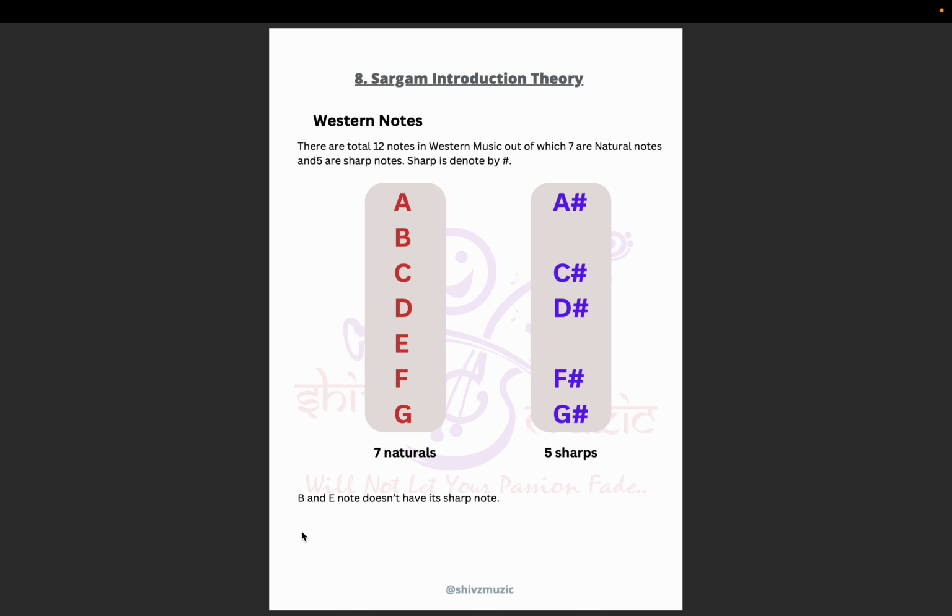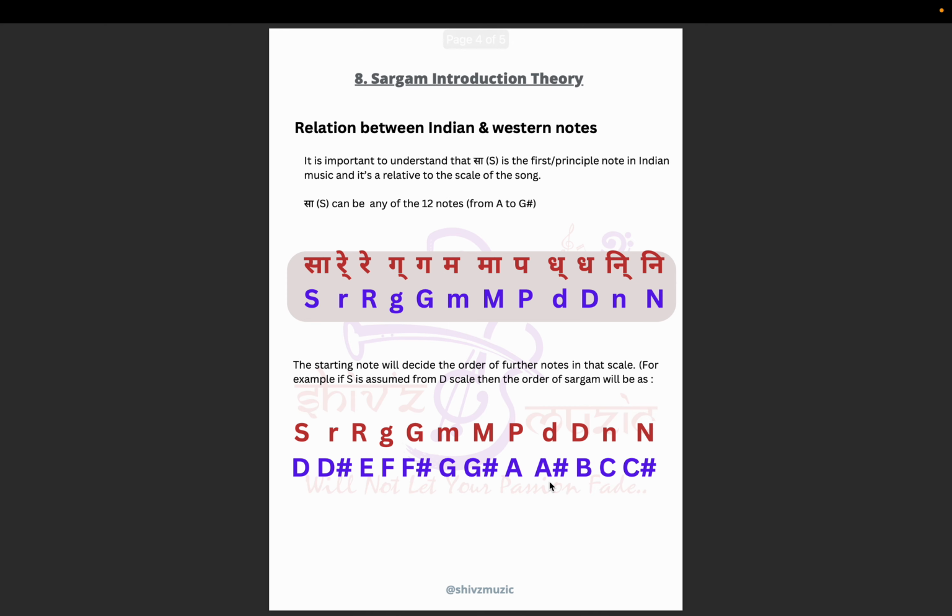One point to remember here is that the B and E notes don't have a sharp note. In musical symbols as well, there is no sharp note for B and E. You just have to remember this point. The Western notes are A, A sharp, B, C, C sharp, D, D sharp, E, F, F sharp, G, G sharp. These are a total of 12 notes in Western theory. Now you are familiar with the Hindustani Sargam and Western notes. Now look at the relation between these Indian and Western notes.